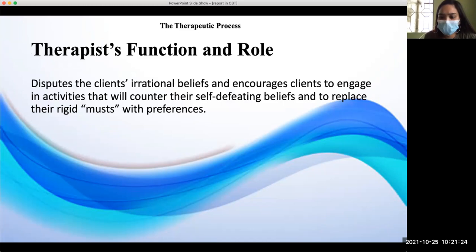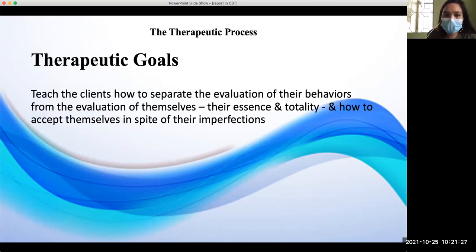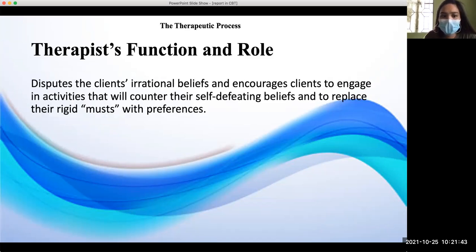There are two main goals of REBT. So they assist the clients in the process of achieving unconditional self-acceptance and unconditional other acceptance, and to see how they are related. So next natin is yung therapist's function and roles. So dito naman, they dispute the client's irrational beliefs and encourage clients to engage in activities that will counter their self-defeating beliefs and to replace their rigid musts with preferences. So they demonstrate how clients are keeping their emotional disturbance active by continuing to think illogically and unrealistically.